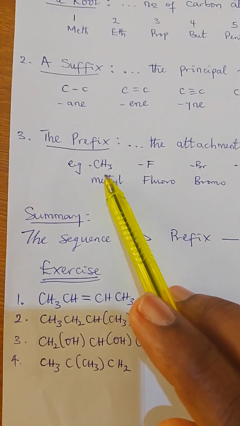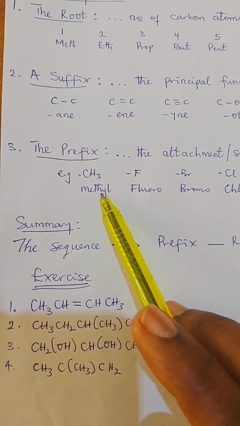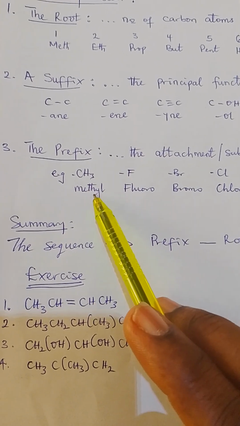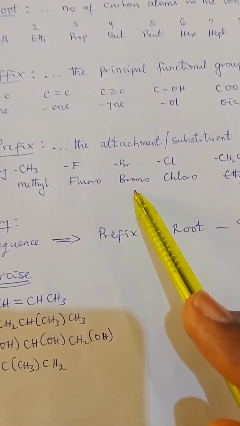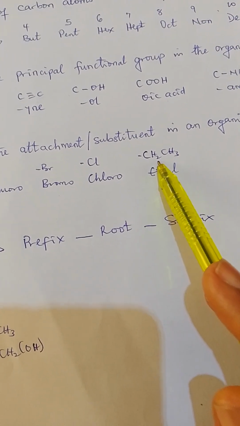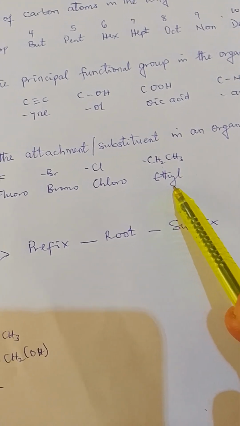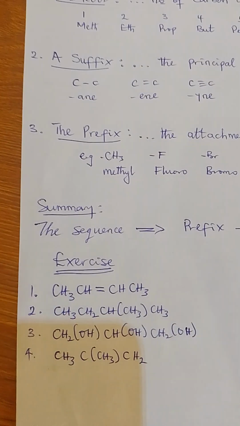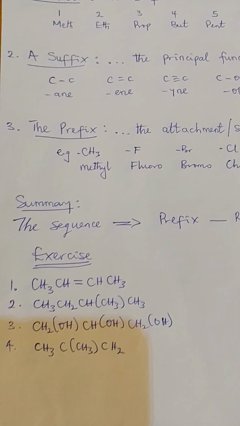For example, you have CH3 attached to an organic hydrocarbon continuous chain, CH3, you call it methyl. Then if it is F, that is fluoro. If it is Br, that is bromo. If it is Cl, that is chloro. If it is CH2CH3, or the other way around, as the case may be, that is ethyl. Being able to see these things will help you. These are the three major things that you will use to name your organic compound.